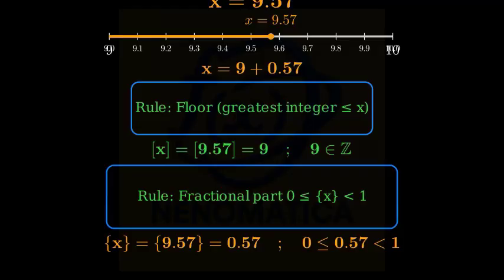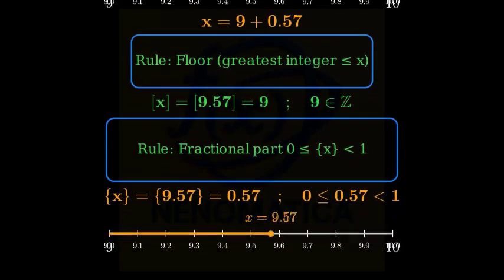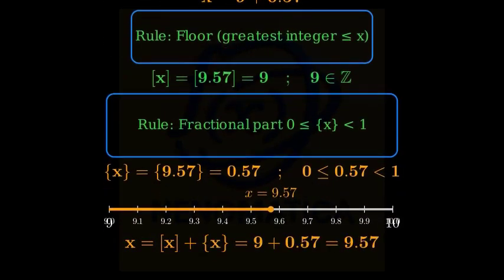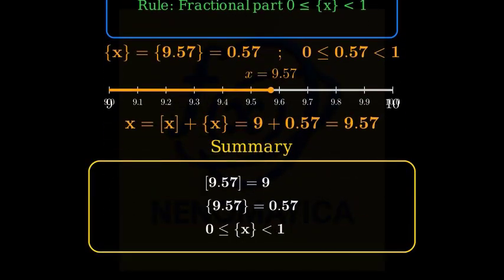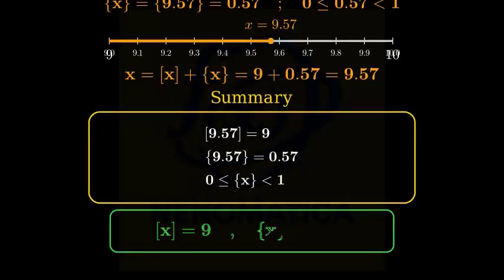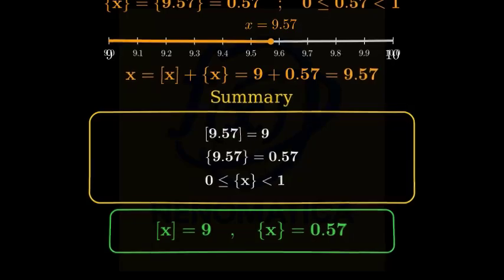Finally, confirm the decomposition. We return to the number line picture and write the identity x equals floor of x plus fractional part of x equals 9 plus 0.57, which equals 9.57. Summary: we decomposed x equals 9.57 into its integer part and its fractional part. The integer part is 9, and the fractional part is 0.57, with the check that 0 is less than or equal to the fractional part, which is less than 1. Final answer: the integer part is 9, and the fractional part is 0.57.